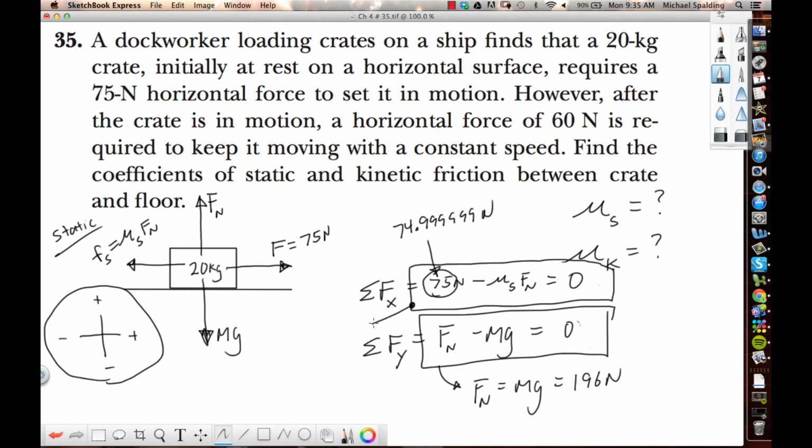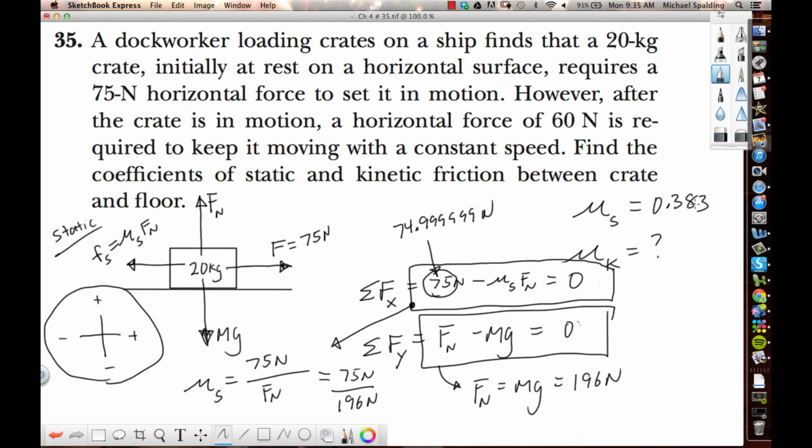Now we can solve for what? Mu static. They're asking for the coefficient of static friction. So mu static is going to be 75 newtons over the normal force, which is 196. This gives us a mu static equal to 0.383. Boom! You guys get it?